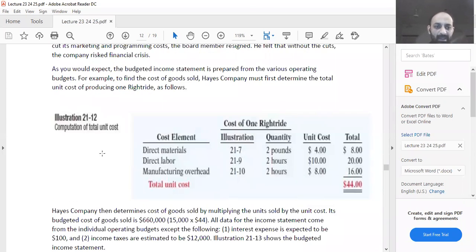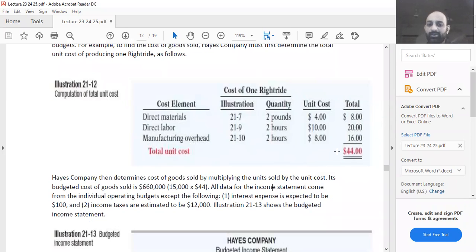Now, how do they make it? First, you have to calculate the total unit cost. We already know direct material, 2 pounds are needed. We know cost per pound is 4. So we calculate direct materials is $8 per unit. We know direct labor is 2 hours. We know the rate, so it comes to 20. We have already calculated the manufacturing overhead, which is $8 per hour. So for 2 hours, it will be 16. So the total unit cost is 44.